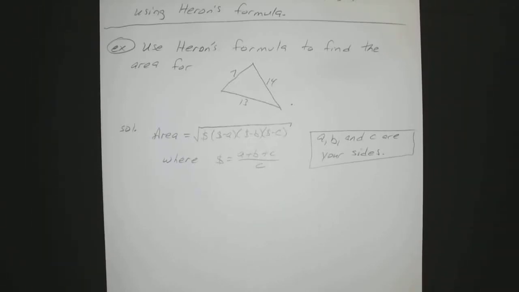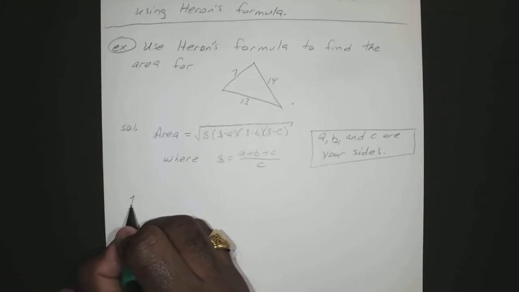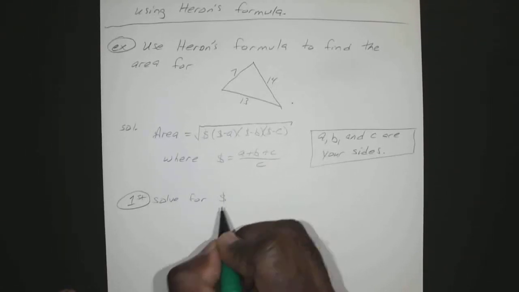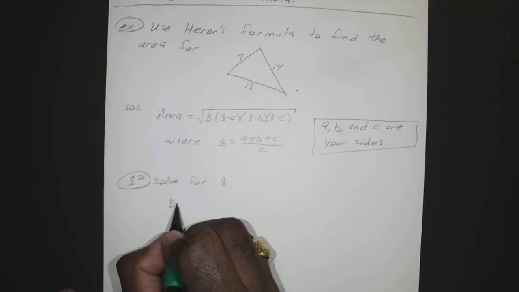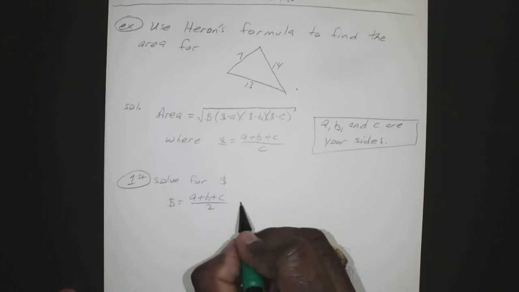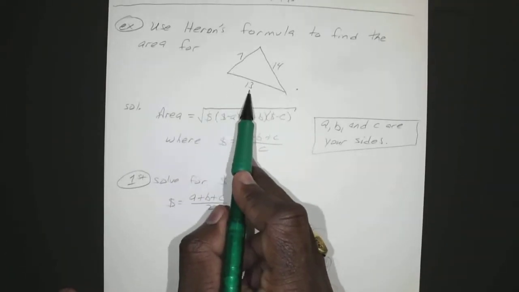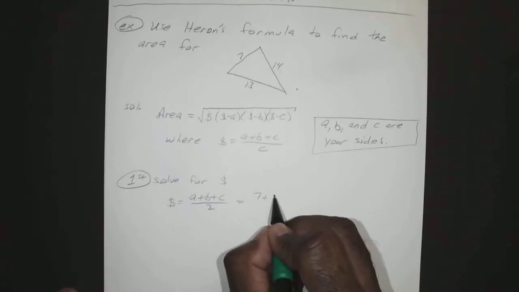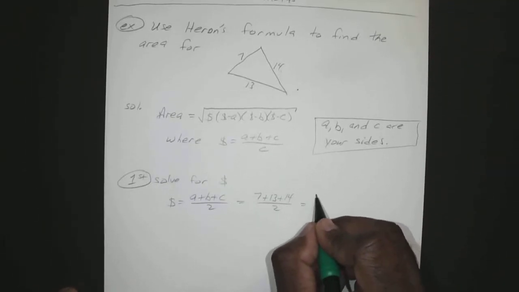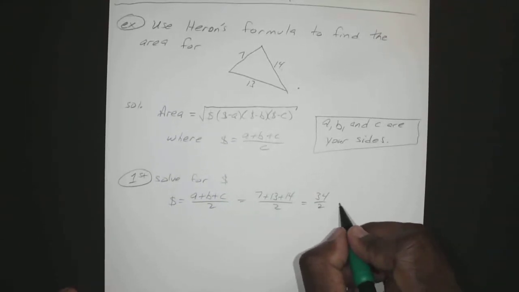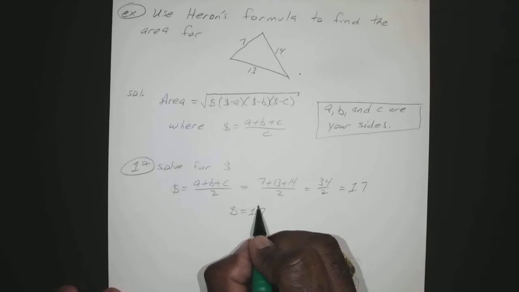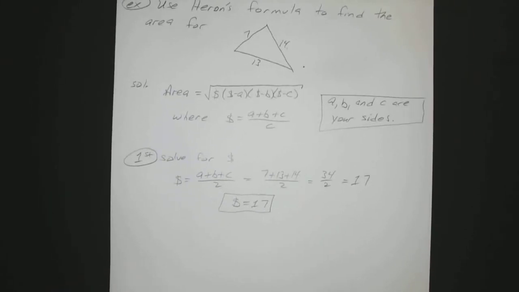Okay. So the first thing you want to do is find your S. We know that S is equal to A plus B plus C divided by 2. You can do it in any order, just 7 plus 13 plus 14 divided by 2. So it's 34 divided by 2, which is 17. So we know our S is equal to 17. And then next you're going to plug that in.